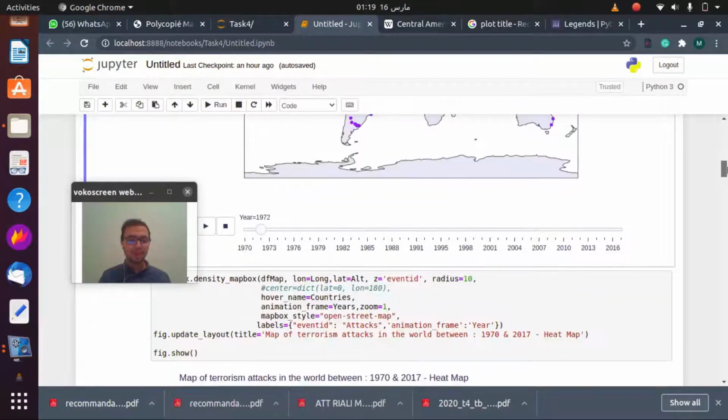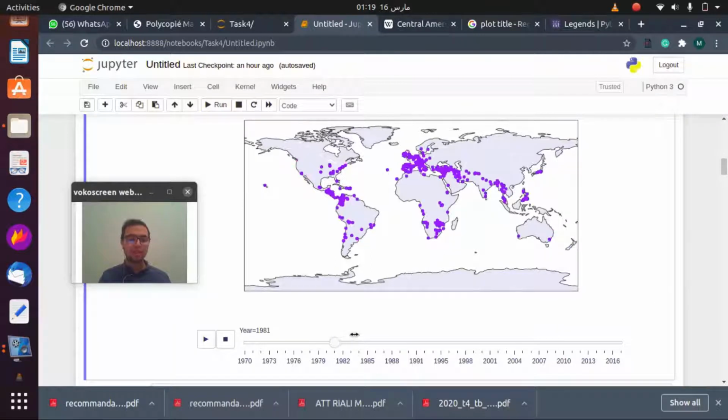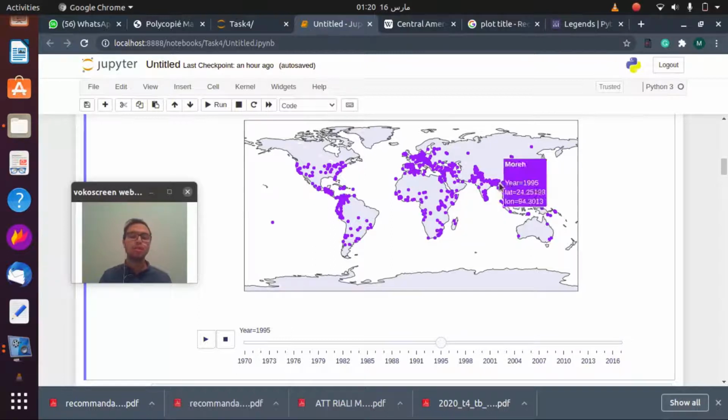So here, if we just move, for instance, to 1980, as you can see here, we have especially London and the United Kingdom, and here we have especially El Salvador, Colombia, Nicaragua, etc. So here we can see that after 91 or 92, the map of terrorism has been spreading to the Middle East and the north of Africa, like in Algeria, Morocco, Rabat, Miliana, etc.